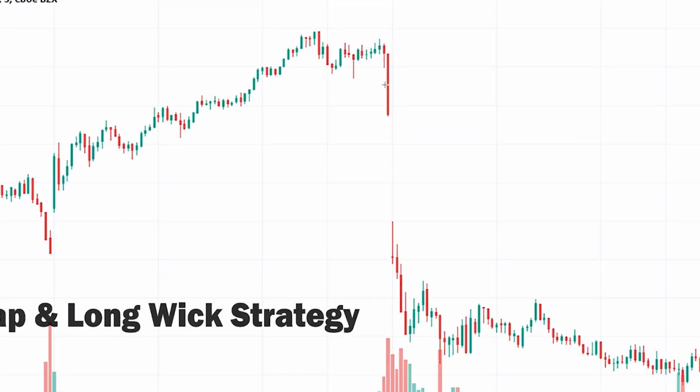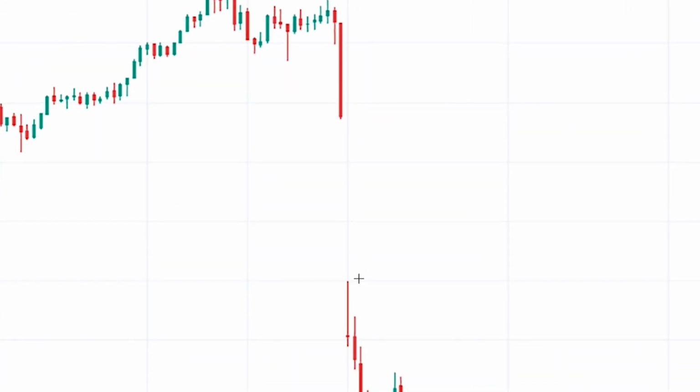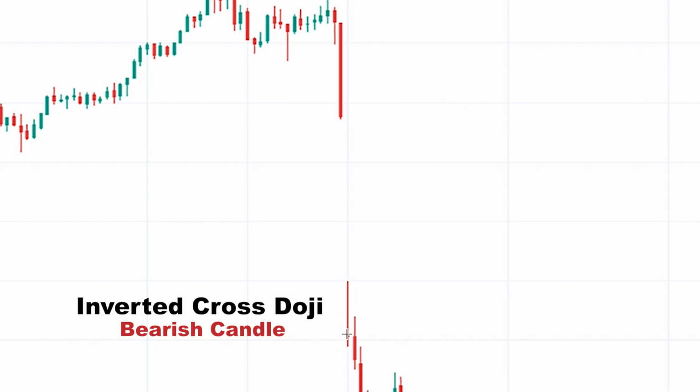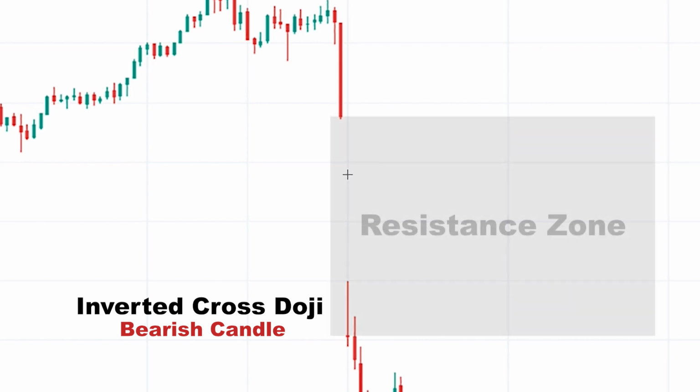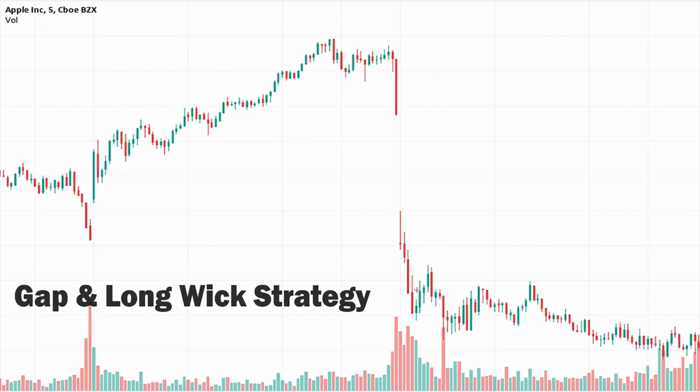In another example here you can see that we have a downside gap, and the gap is considerably large. The price tried to go up and fill the gap but had no success, and even these prices are rejected by market participants, and you can see that the result is an inverted cross doji, which is naturally a bearish candle, and having this bearish candle in this situation below this gap, which is acting as a resistance level here, gives the possibility that the price is going to continue its declining.